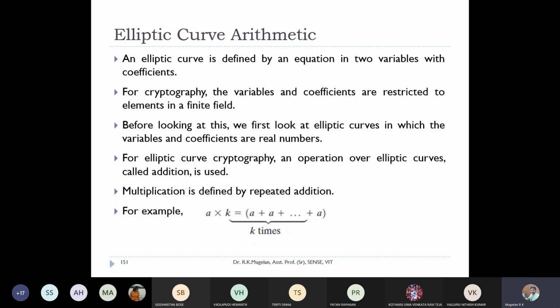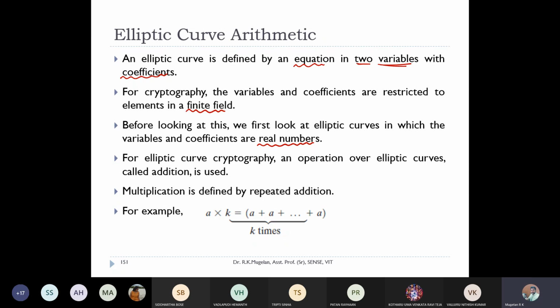So if you take elliptic curve arithmetic, it will be governed by an equation which has two variables along with some real number coefficients. And everything will come under a finite field, Galois field kind of structure. Before we move into elliptic curves, we will discuss everything based upon real numbers. Then we jump into elliptic curve arithmetic, which can be used inside any Galois field.